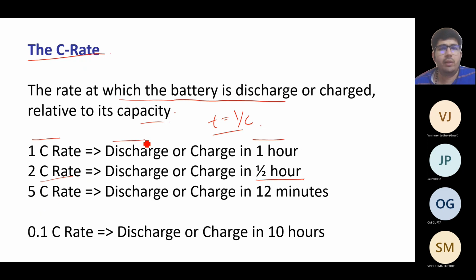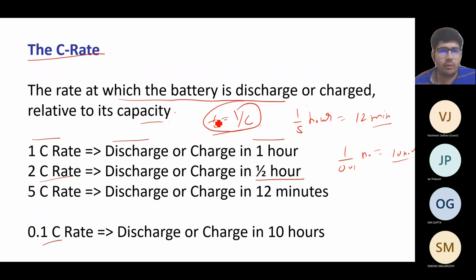Like 5C, it will take 1/5 hour, or 12 minutes. Similarly, a 0.1C rate means 1/0.1 hour, which is 10 hours. So this is a basic formula: time will be 1/C. It is useful, remember it. The C rate is the rate at which the battery is discharged or charged relative to its capacity.